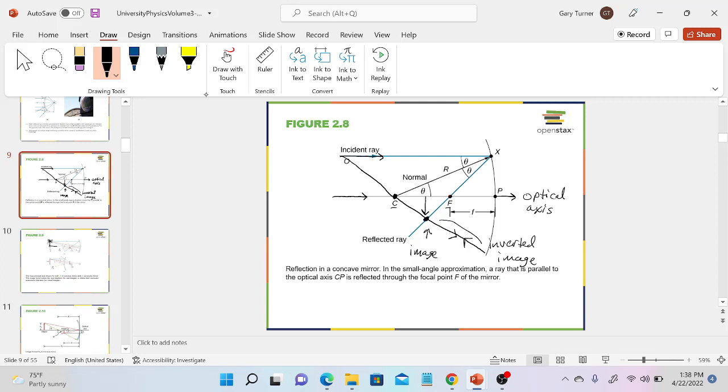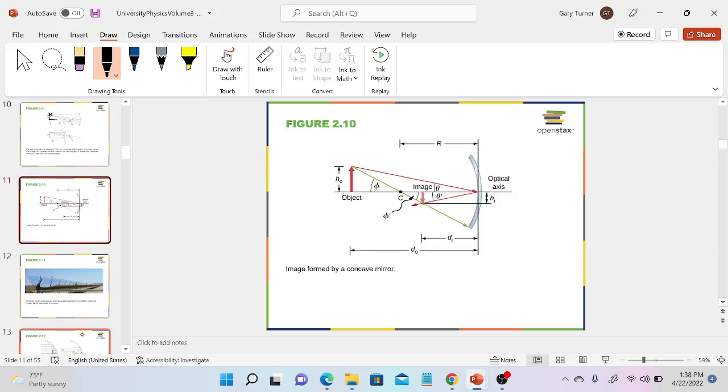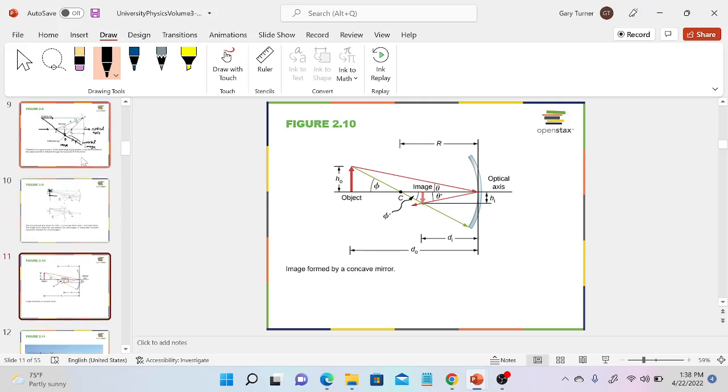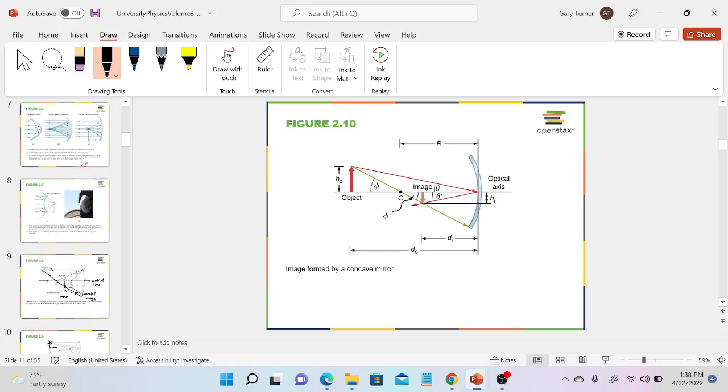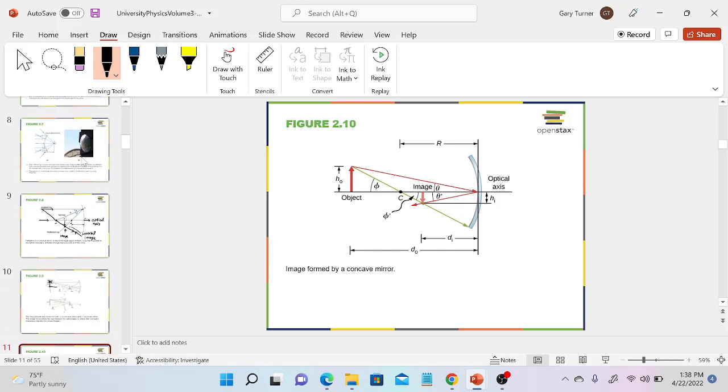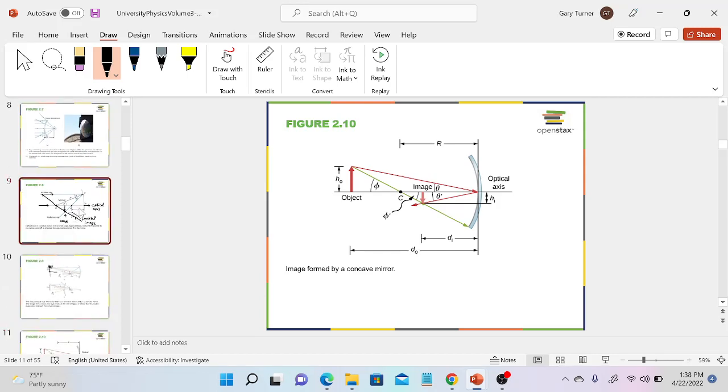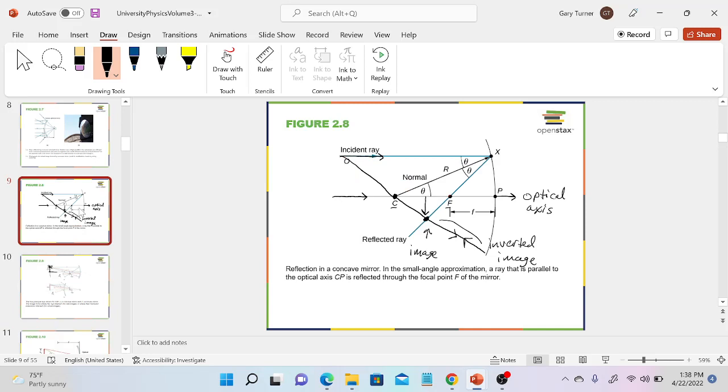There's a third ray, and that diagram doesn't show it. Let's see. None of those diagrams seem to show it all that well. So we will see if I can draw it.